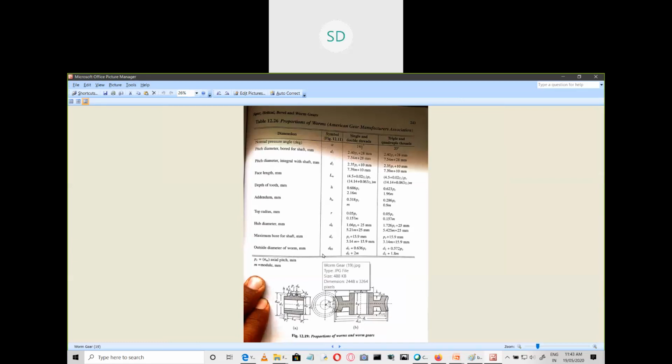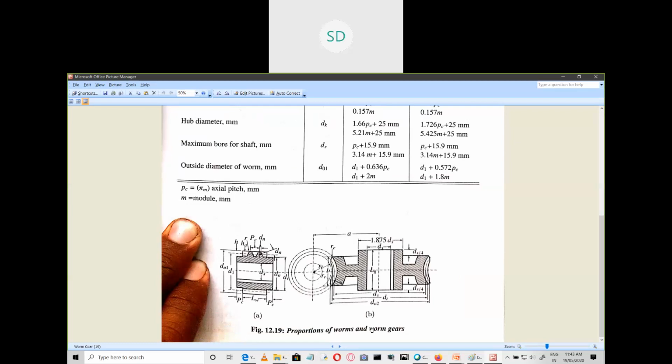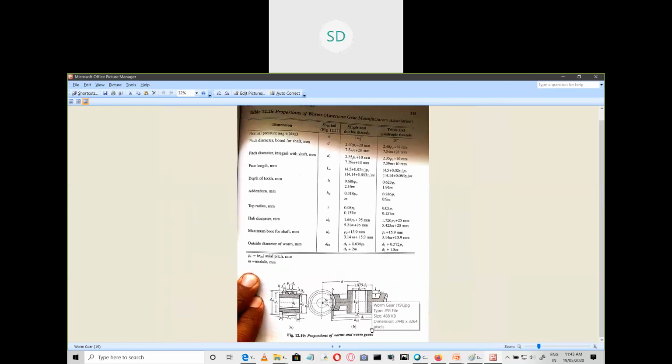So here also some properties of worm gears are there, based on the American Gear Manufacturers Association. Now you refer to this table for calculation of dimensions, that is table number 12.26. You can refer to the figure also. For the symbols you can refer to figure number 12.11. This is the proportions of the worm gear, figure number 12.11.